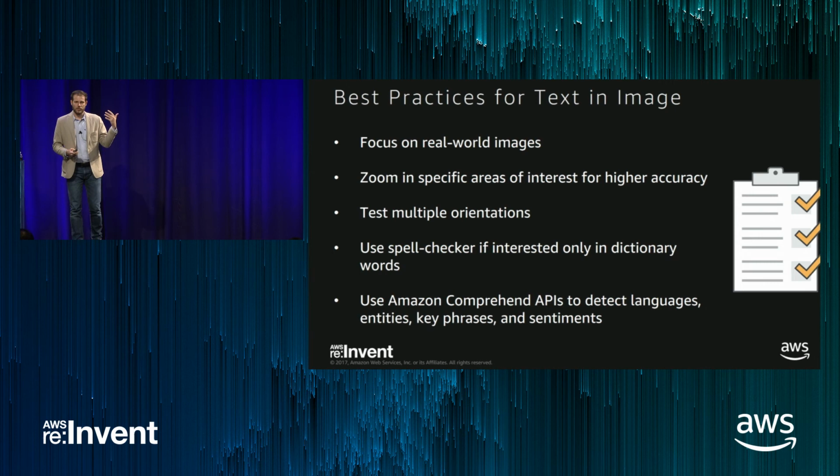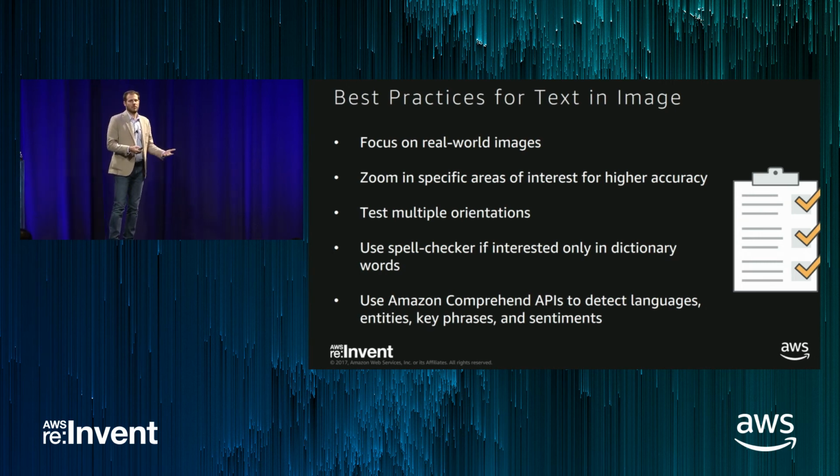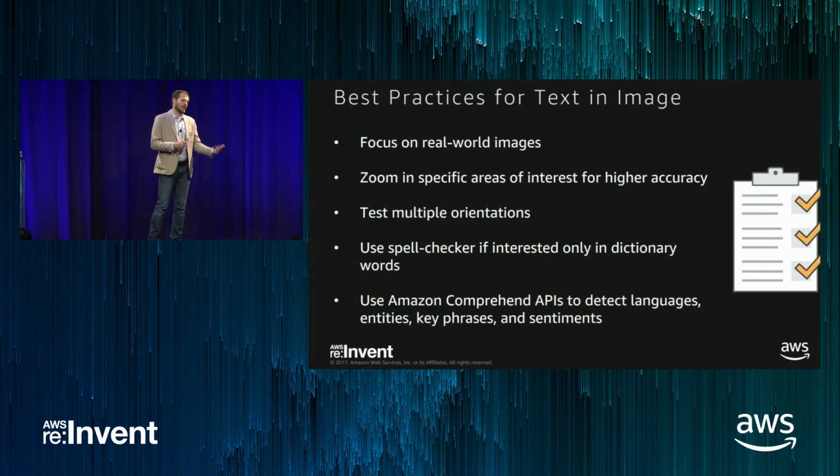Or as of yesterday also, you can use the Amazon Comprehend APIs. So you can send the extracted text from images to detect the language, to extract entities, do topic modeling, key phrases, or sentiment analysis.